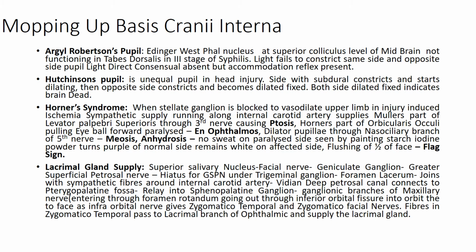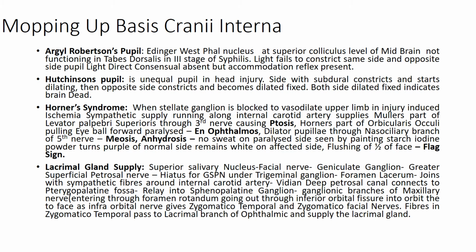The third thing is Horner syndrome. If there is an injury of the upper limb and there is vascular insufficiency, then we go and block the stellate ganglion in the root of the first rib. As you do that, the sympathetic supply from the stellate ganglion goes along the internal carotid artery. And when the internal carotid artery is in the cavernous sinus, it passes to the third nerve supplying the smooth muscle part of the levator palpebrae superioris. And when this is paralyzed, you have ptosis.